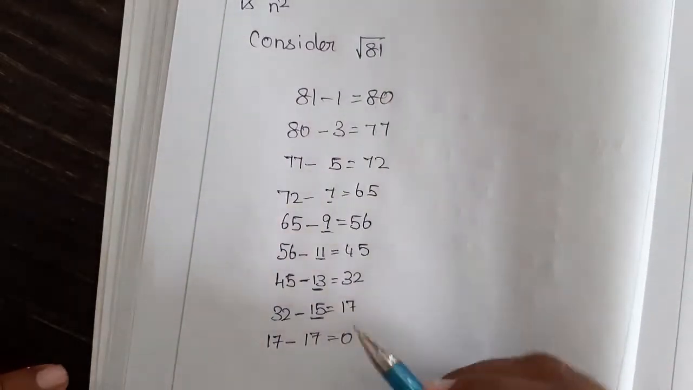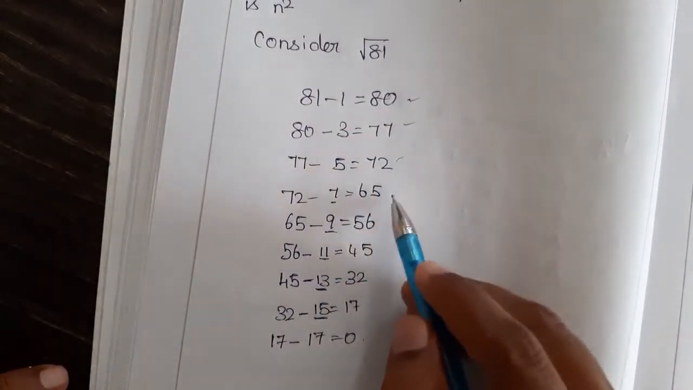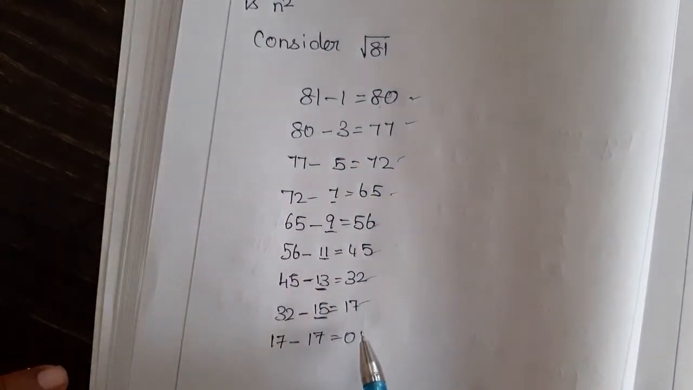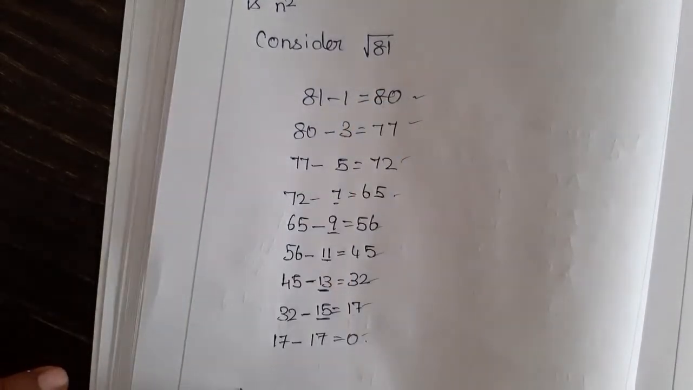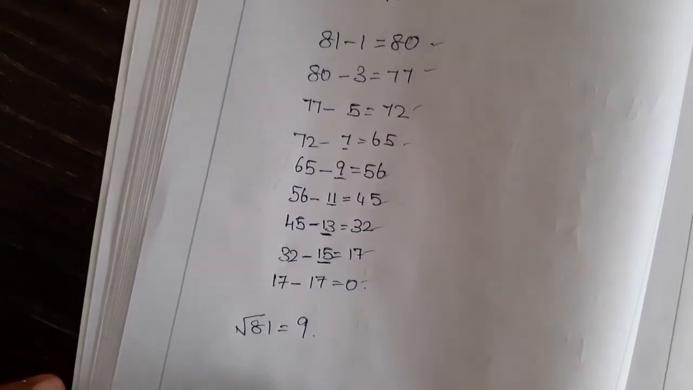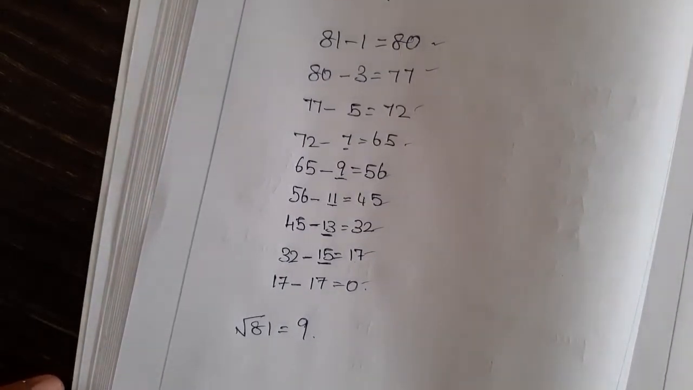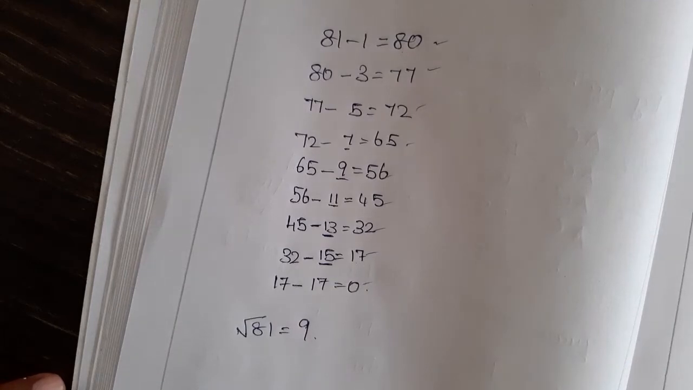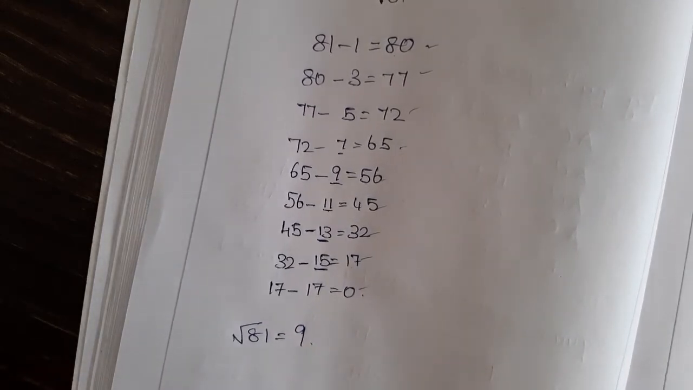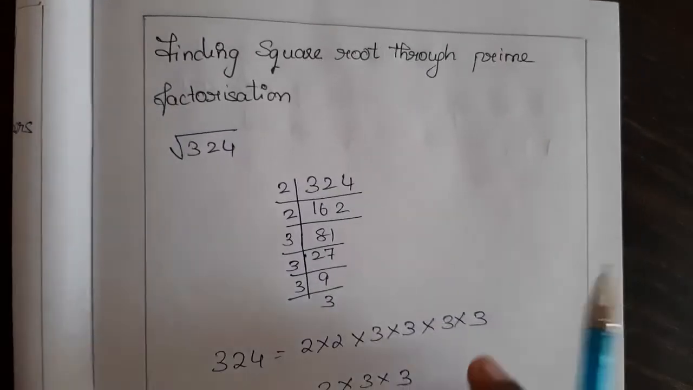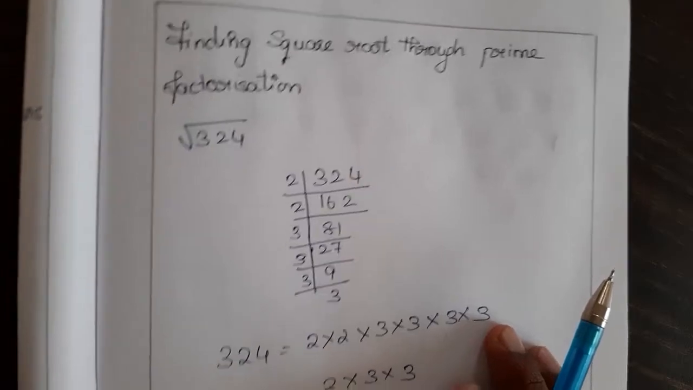So how many steps have we done? 1, 2, 3, 4, 5, 6, 7, 8, 9. Then 9 is the value of the square root of 81. This is one method to find the square root of 81. Previously I showed one method, and here is another method. Clear? And one more method is finding the square root through prime factorization.